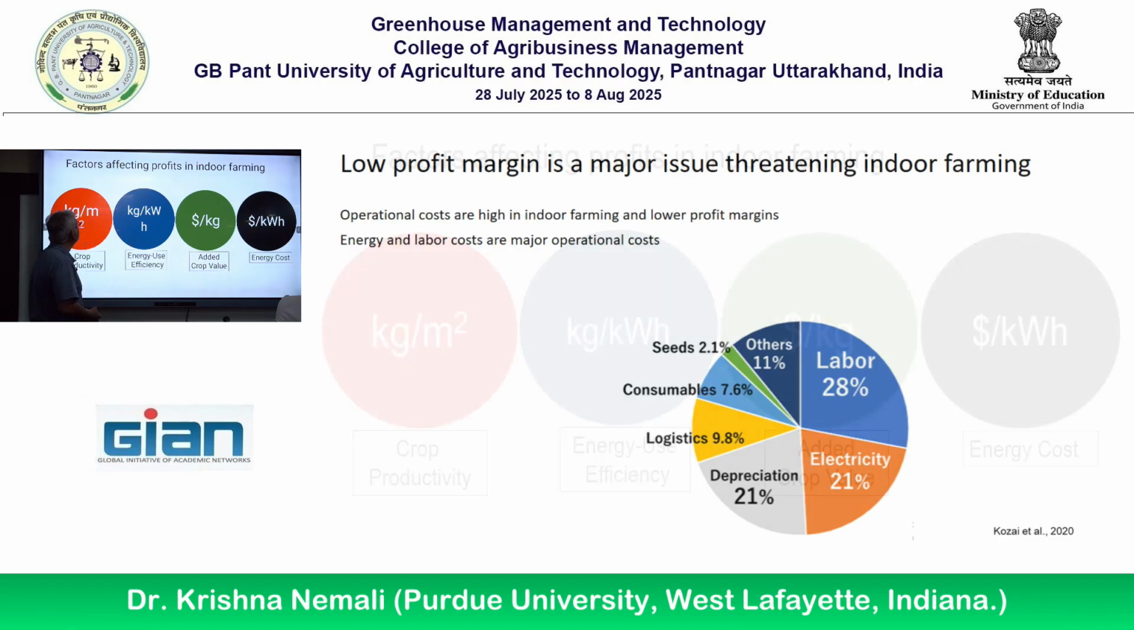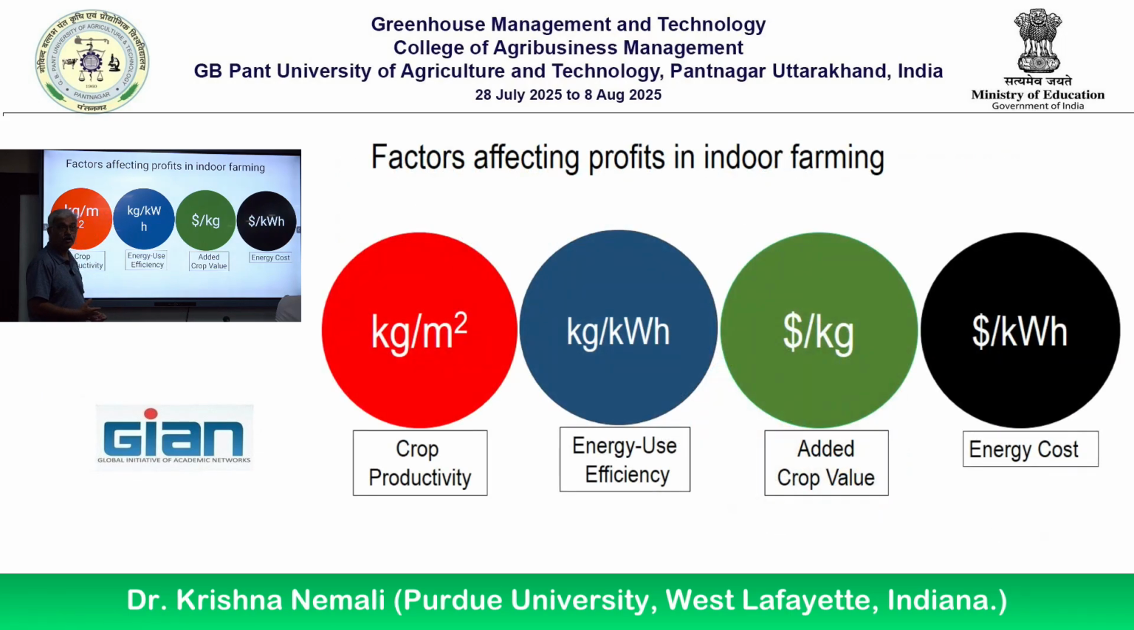So let's look at what factors affect profits in indoor or vertical farms. There are 4 factors. The first one is crop productivity. You have to produce more. The units are kilograms per meter square. The numbers on this presentation are not looking good, probably because of the screen size. But crop productivity, then electrical energy use efficiency. You should increase the efficiency, meaning you should produce more for every unit of electricity used in crop production. That's called energy use efficiency.